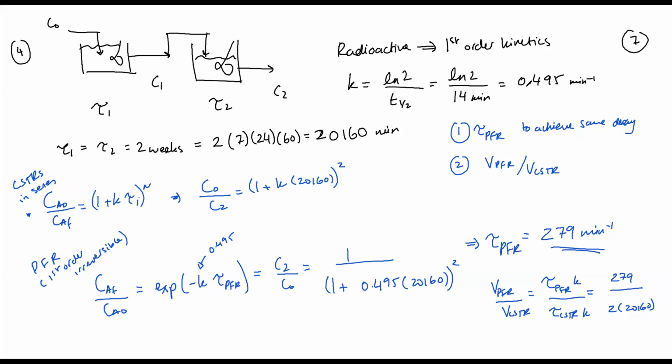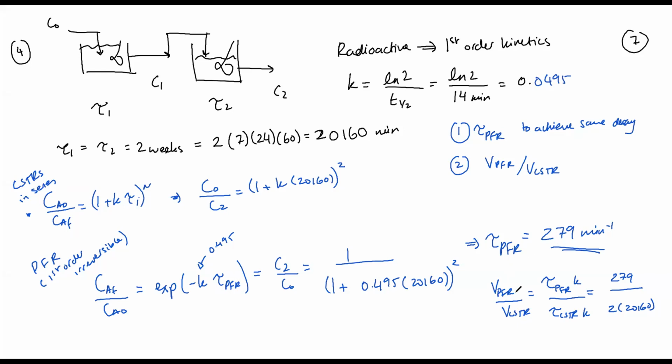ln2 divided by 14 is actually 0.0495. So just be careful. Hopefully you're calculating it and not just copying these numbers. But if you are, just use 0.0495. I'm going to do this calculation, and I'm going to get 279 minutes minus 1.